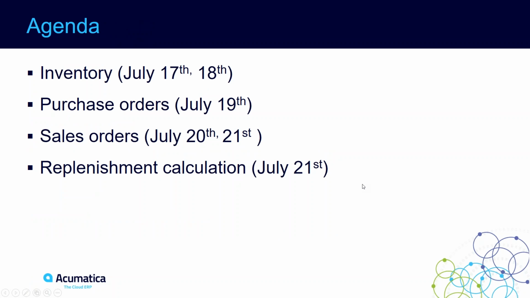Okay, this is what we are going to do this week. The idea is to have the inventory training on July 17 and 18. We will work on purchase orders on Wednesday, July 19, and Thursday and Friday we are going to cover sales order and replenishment calculation. These can be adjusted. There is a lot of information that we have to cover, so it might take a little bit longer or it might take a little bit shorter every lesson. But the idea is this: we will work on it through the week to try to cover everything.